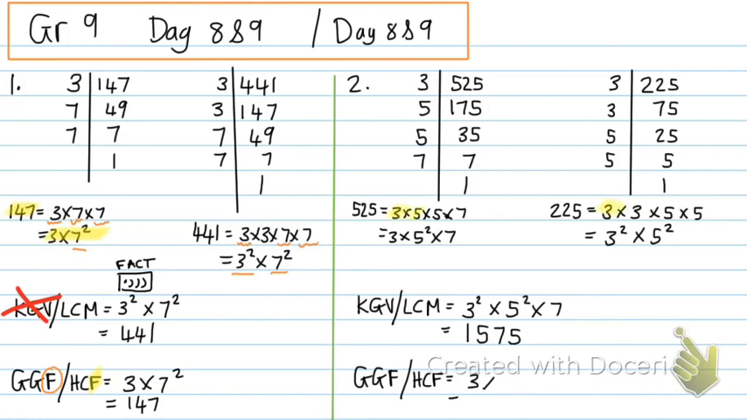Then for the HCF, I need to find friends. So that 3 has a friend, and 5 has a friend, and 5 has a friend. So it's 3 times 5 squared, which gives me 75.